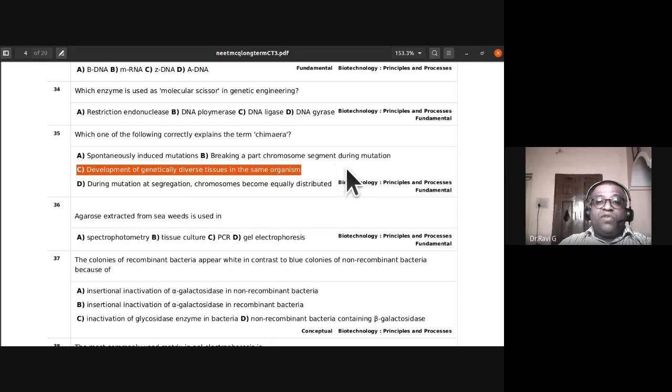So chimera means foreign gene which is introduced into this vector. So development of genetically diverse tissues in the same organism. So that is what the term chimera means. So recombinant DNA can also be called chimeric DNA or hybrid DNA. Remember that. So development of genetically diverse tissues in the same organism is called chimera, and that is possible by recombinant DNA or hybrid DNA. That is the definition of chimera.